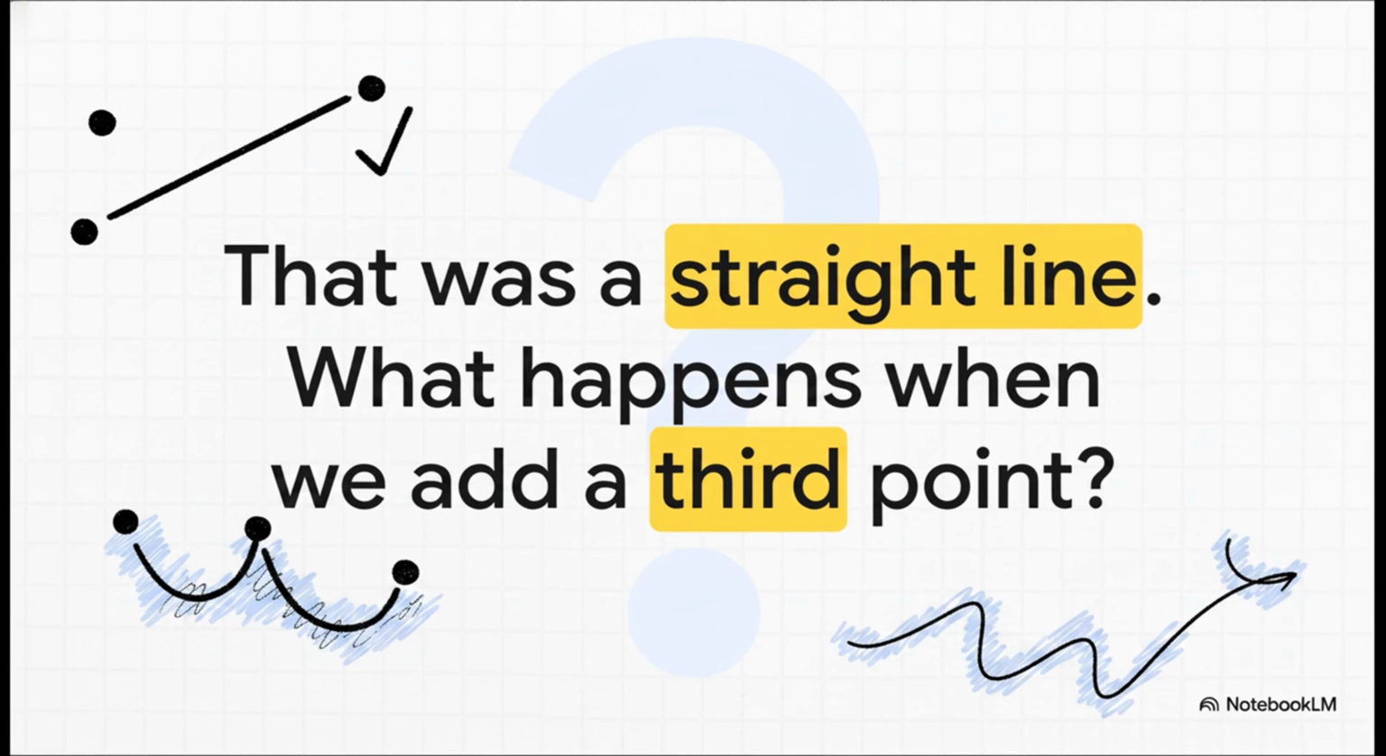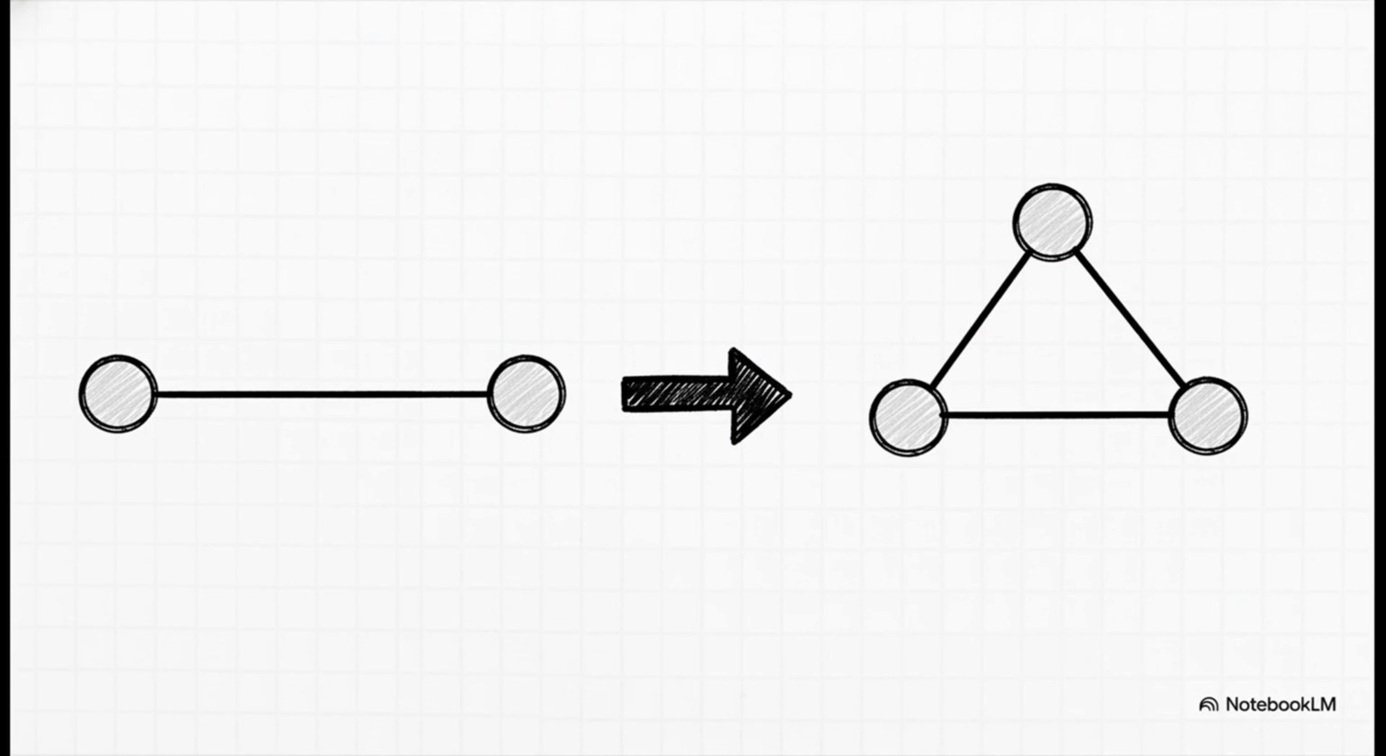Pretty cool, pretty straightforward. But let's be honest, the real world is rarely a straight line, right? It's full of twists and turns. So what happens to our model when we don't just have 2 points, but a third one? This is where we level up. We go from a simple straight line to a beautiful, smooth curve.